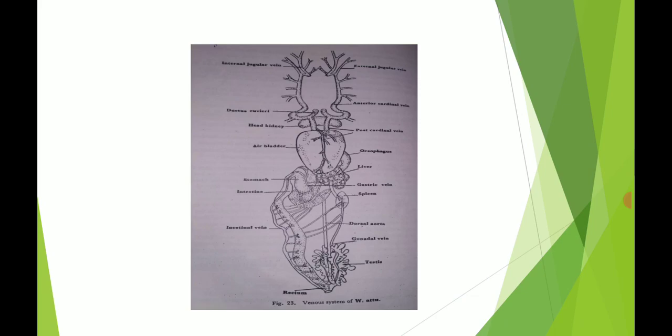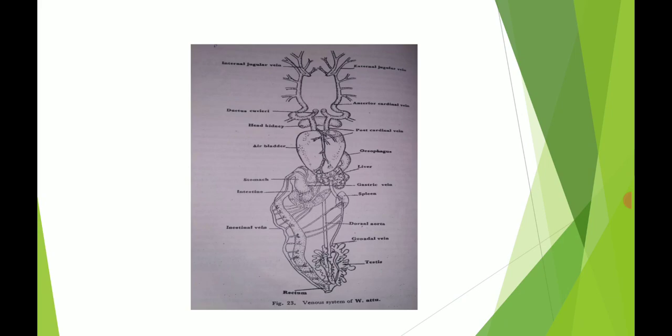Various veins are present in the venous system. On this side there is the head kidney. This is the blood carried from all over the body organs of the fish. The air bladder is a very spacious cavity, located ventral to the esophagus. Here is the esophagus. Then the liver, and in the alimentary canal the gastric veins are present.